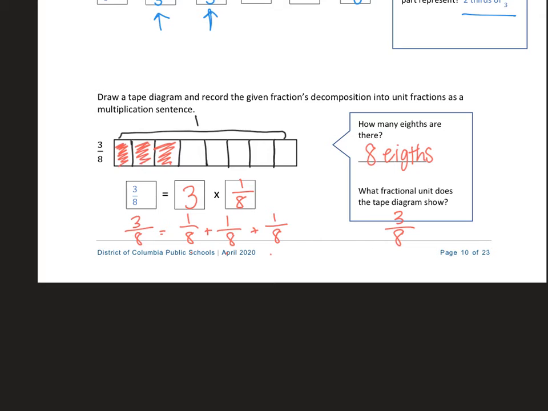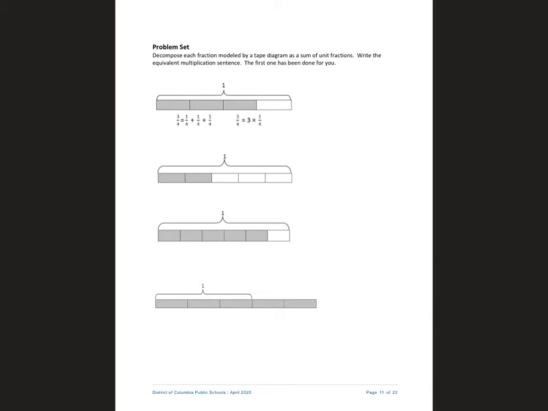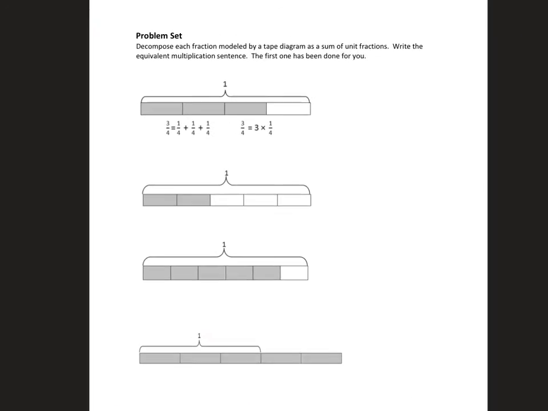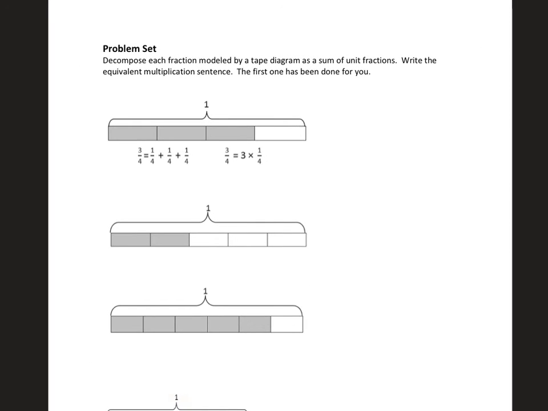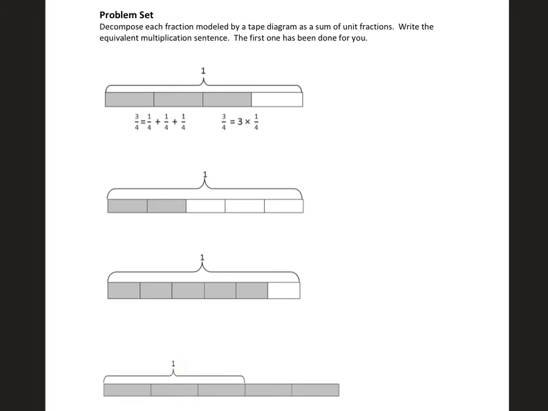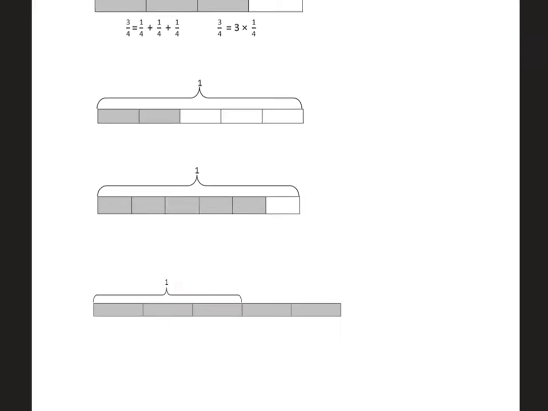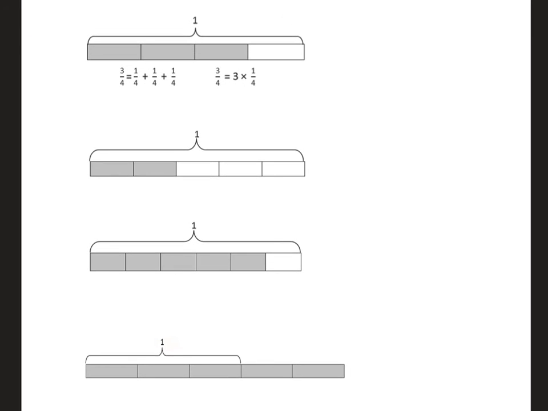All right, moving on to the next page. All right, this is your problem set. So if you want to pause here and do this now, you can do that, and then play the video when you're ready to go over it. All right, so they have the first one here as a model for you. All right, so they want us to decompose each shaded fraction that is modeled by a tape diagram, and they want us to do the sum of unit fractions, so the addition sentence first, and then they want us to write the equivalent multiplication sentence. Okay, so the first one has been done for us, so now we're going to move on to the second one. All right, we'll keep that model up there to help us just in case.